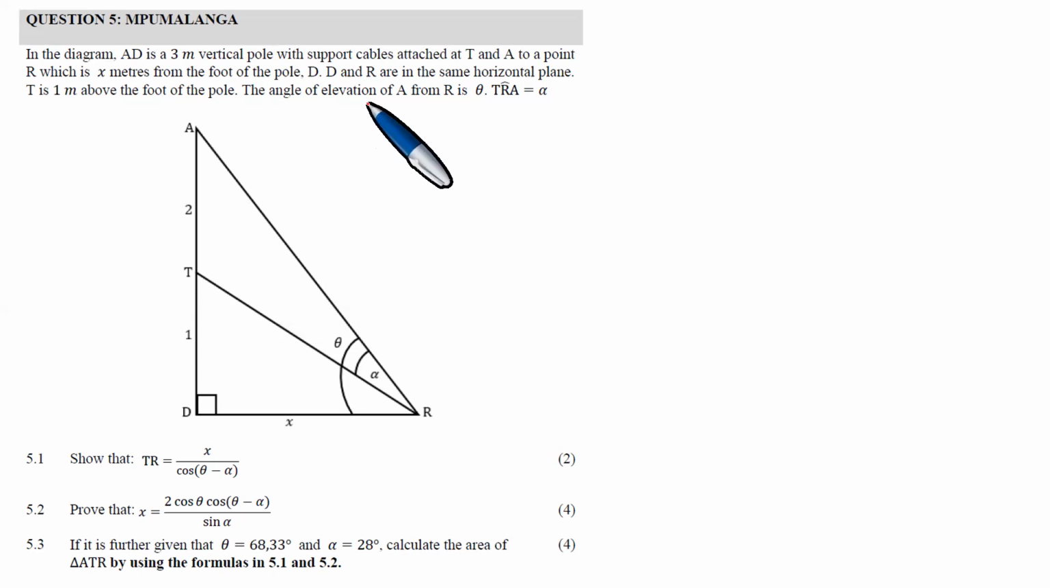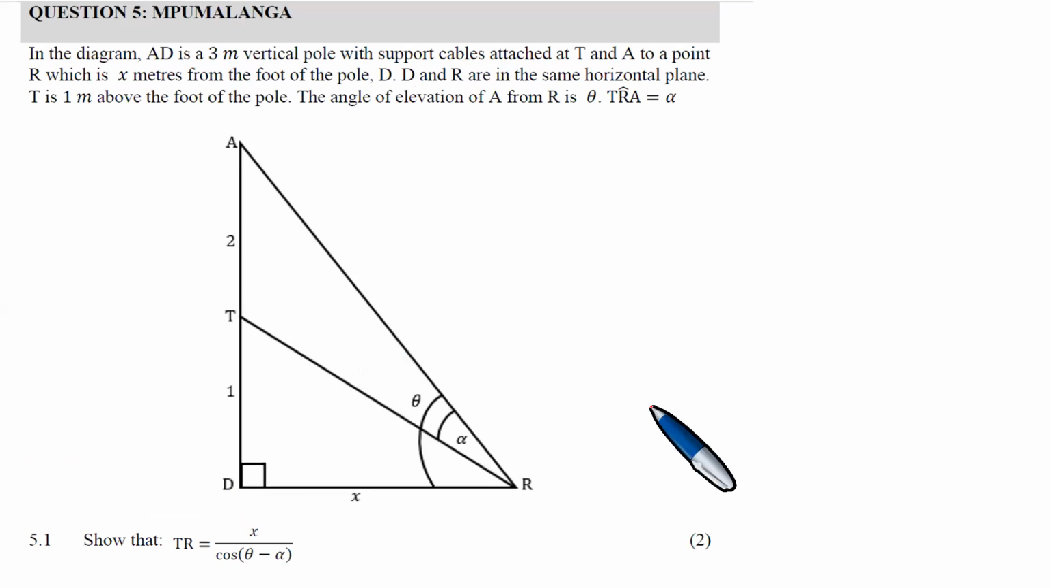The angle of elevation of A from R is theta. Angle TRA is alpha. So that TR is this. I decided to make more space available for that question. We want to show that TR is exactly that, and I know this is actually very easy. How do we go about doing that?